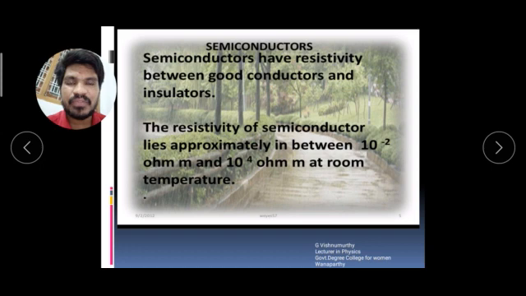Depending on this reason, the materials are of three types: first, insulators; second, conductors; and third, semiconductors. Insulators are the materials that do not allow the current to flow through them. All insulators do not have free electrons, that's why the current does not pass through insulators.